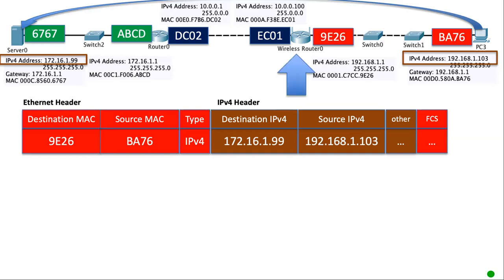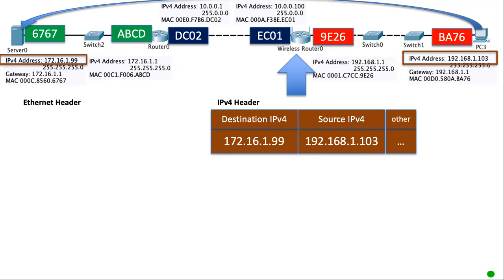Wireless router 0 now receives this Ethernet frame, de-encapsulates the header and trailer, examines the destination IPv4 address of the packet, and determines that for this IP address, it needs to forward this packet onto router 0. Wireless router 0 cannot get to the destination IPv4 address 172.16.1.99 directly. So it must forward it to another router, in this case, router 0, and it determines this information in something called its routing table.